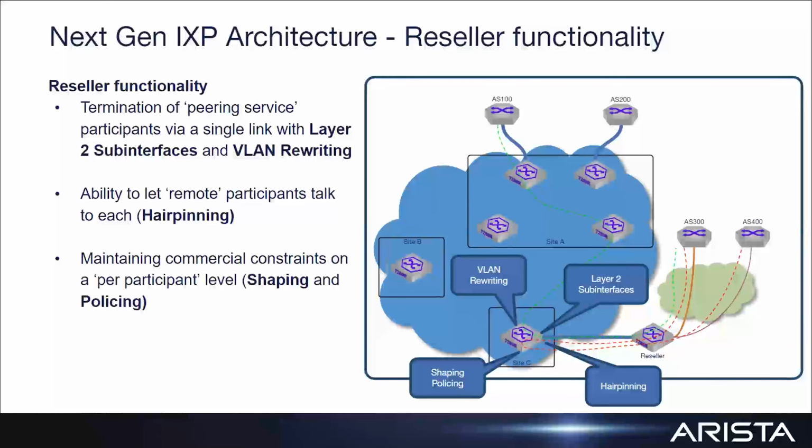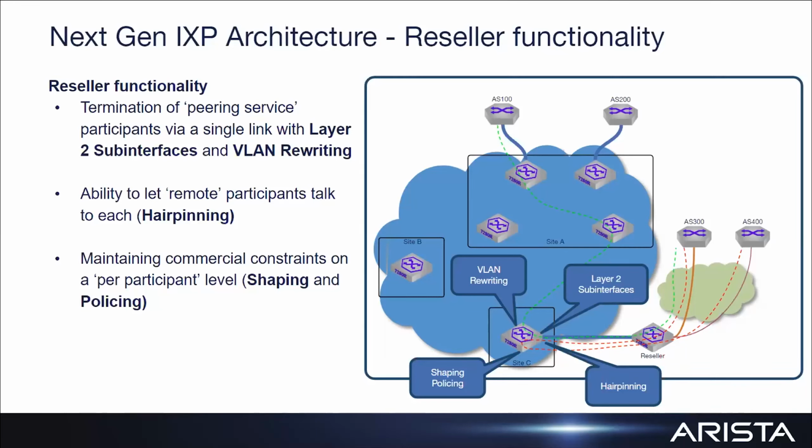And last but not least, as I mentioned it earlier, the reseller functionality, which is probably the most difficult one for most exchanges as of today. As I said before, it's the termination of the peering service of multiple participants on one single link. So this is realized with layer 2 sub-interfaces towards the reseller and VLAN rewriting, because the VLANs which actually go towards the reseller are completely different, obviously, as the ones we use for the platform itself.